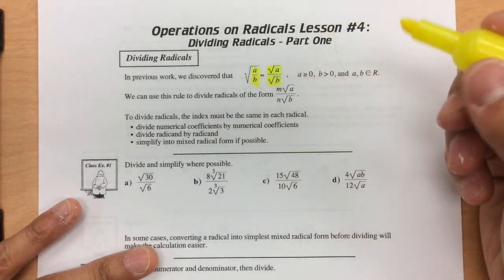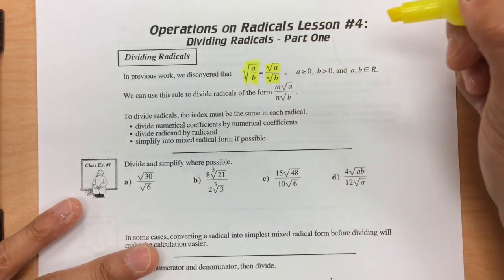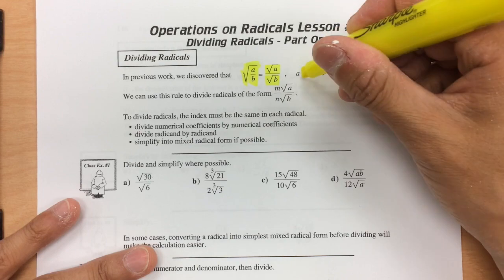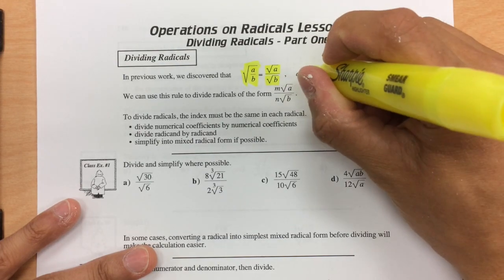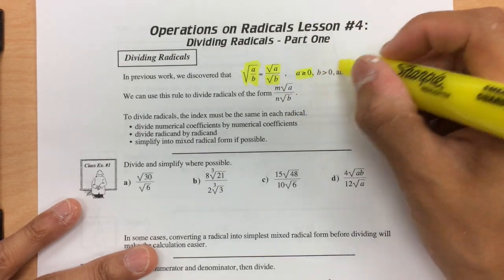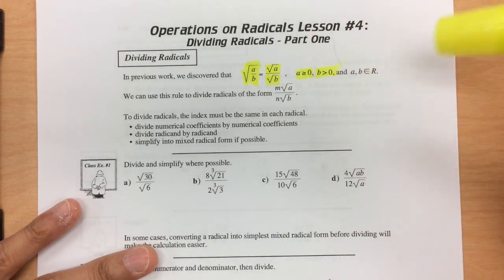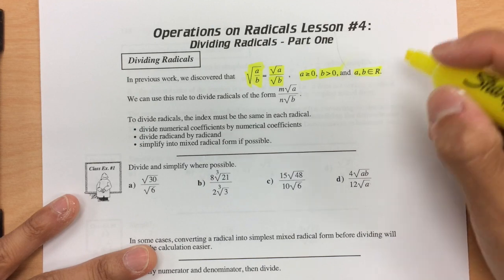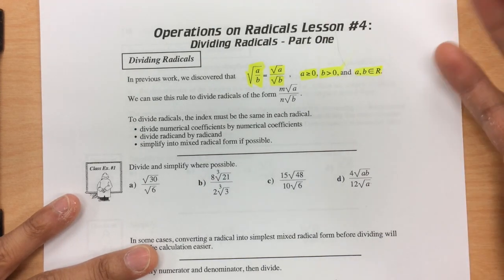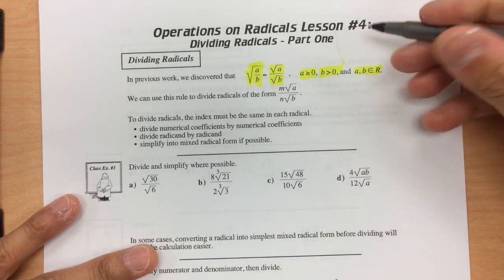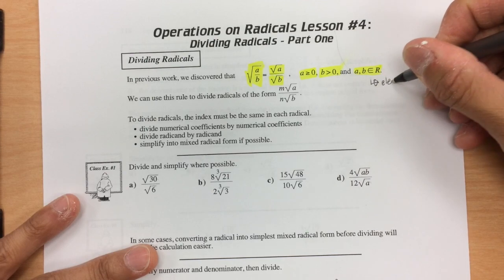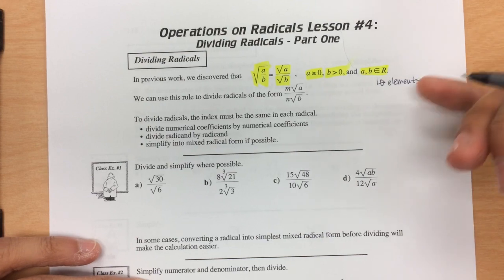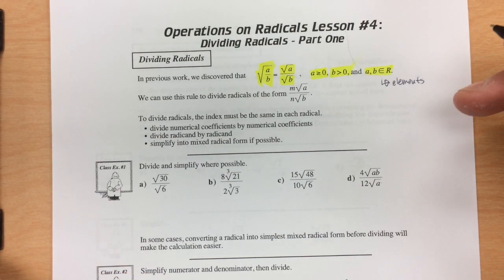And then when we have something like this set up, there are a few restrictions, meaning that a has to be greater than or equal to 0, b has to be greater than 0, and both a and b have to be elements of real numbers. So if you ever see this sign, that just means elements of. Sometimes you'll see elements of whole numbers, elements of real numbers, elements of rational numbers.